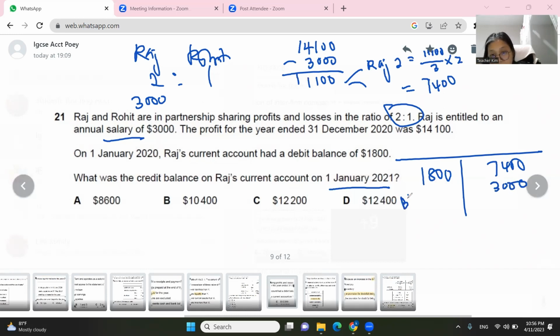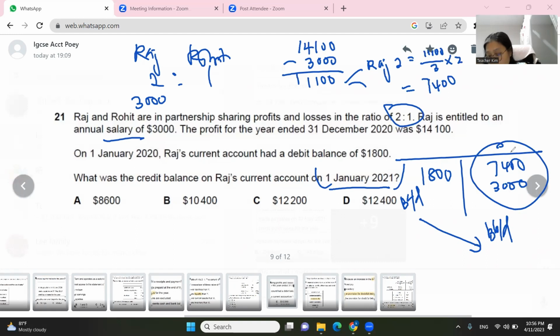Then after that, the balance c/d. The question is asking for the 1st of January, which means this one transfers to here, which is balance b/d. So take the total credit 7,400 plus 3,000 minus 1,008. So I get 9,392. So the answer should be A.